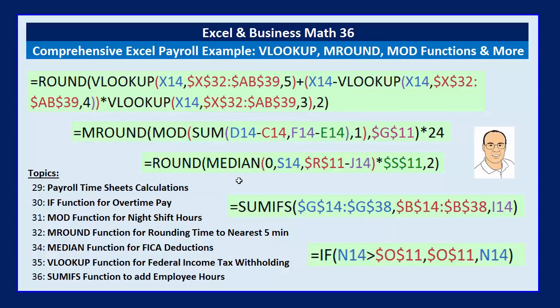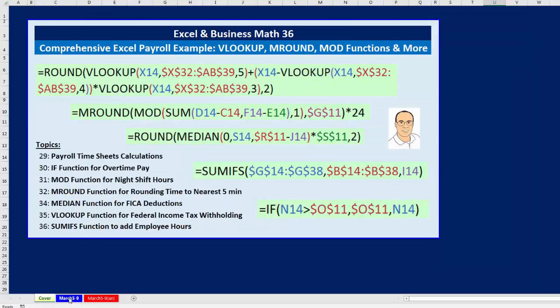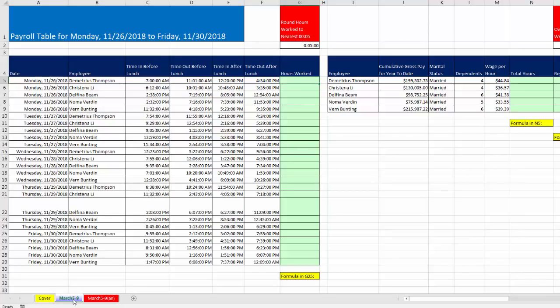And then the one new thing we'll get to see is the SUMIFS function. This function will make adding all of the employee hours much easier than the way we did it back in video number 30. All right, we're going to go over to the sheet March 5th to 9th, and this is our one example for this video. It'll be a big, long example, and there are no homework problems.